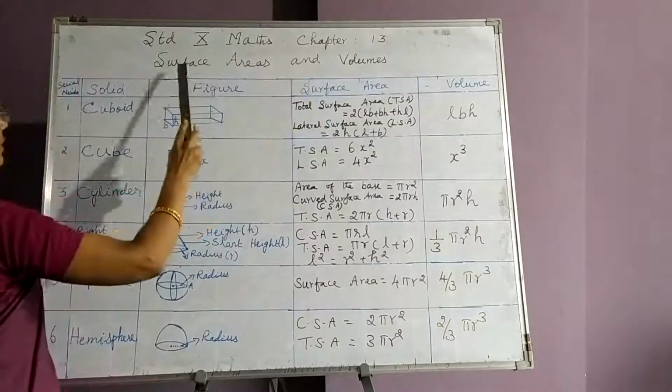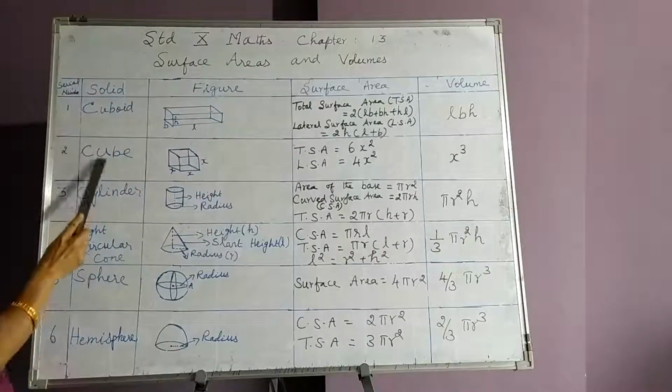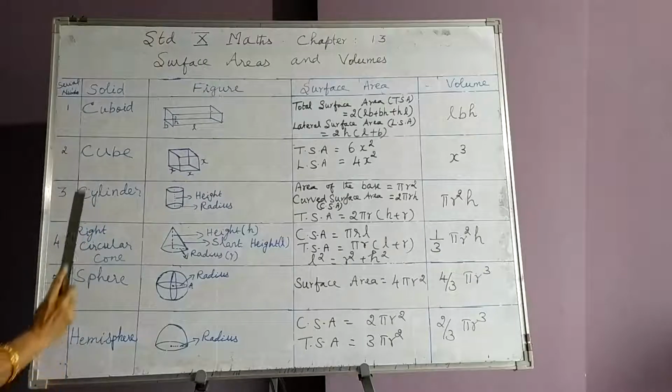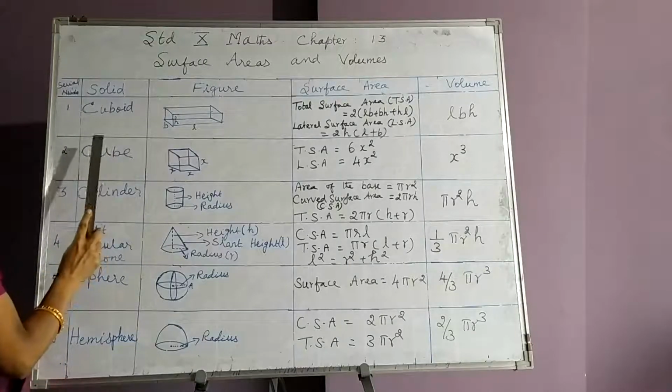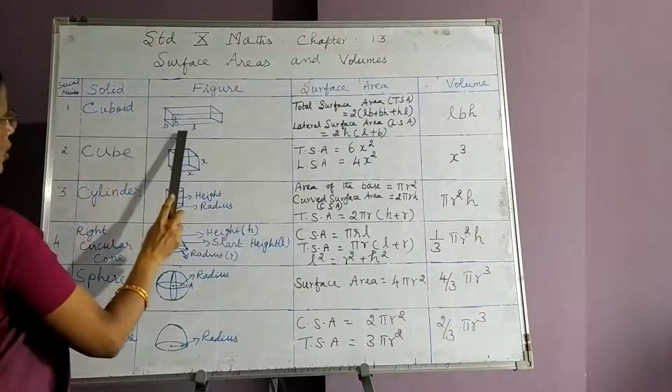13th chapter, surface areas and volumes. We are familiar with all these solids. We had studied formulas for surface area and volume last year itself. Let us recall. The first one is cuboid.